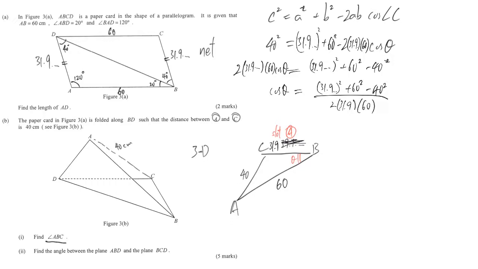After that, you just use arc cosine, you may get the answer. The answer is 38.0 degrees. And then don't forget to write angle ABC rather than just theta to answer the question clearly. So that means this angle is 38.0 degrees. Now the last part, we need to find the angle between ABD, this plane, and BCD, and also this plane.